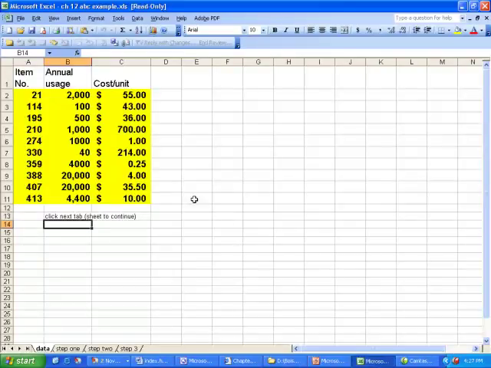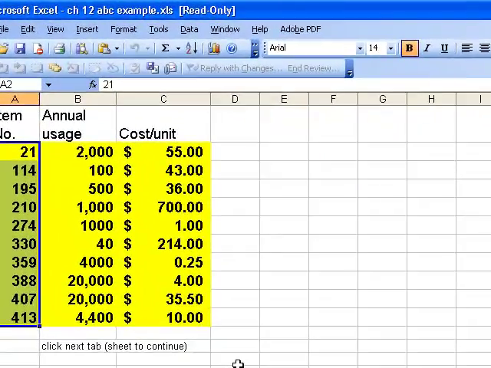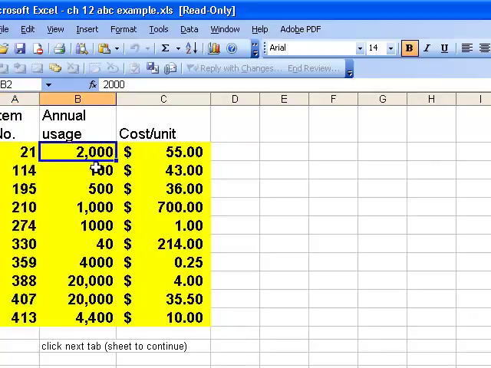So here's an example of our inventory. Let's say we have 10 items in our inventory. This is an artificially simple example. If you just had 10 items, you could manage them all with equal intensity, but we don't want the computations to get too out of hand. Here's our annual usage. So for example, we use 2,000 units of item 21 every year. Again, this could be based on a forecast. It could be based on historical analysis. Each one of those units of item 21 costs us $55 apiece, and you can see we've got unit cost information for each of the other items. So these are the inputs to the problem.